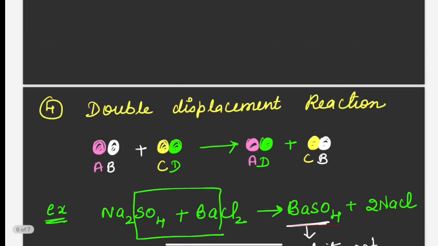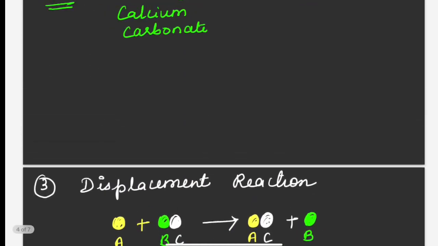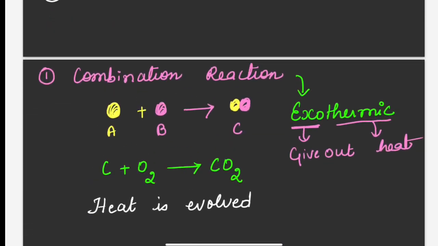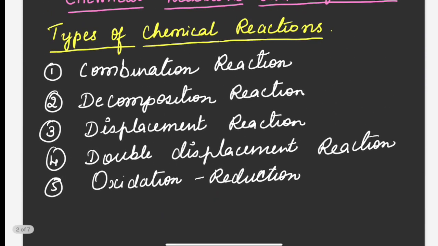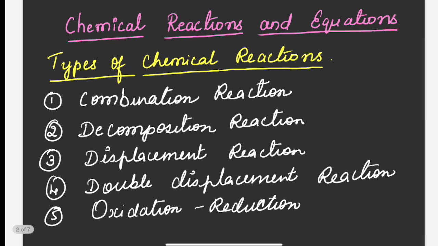So students, this is briefly about the 5 types of chemical reaction in this chapter. In the next video we will take each reaction and study it in detail with all the examples. So students, I'll meet you in the next video.